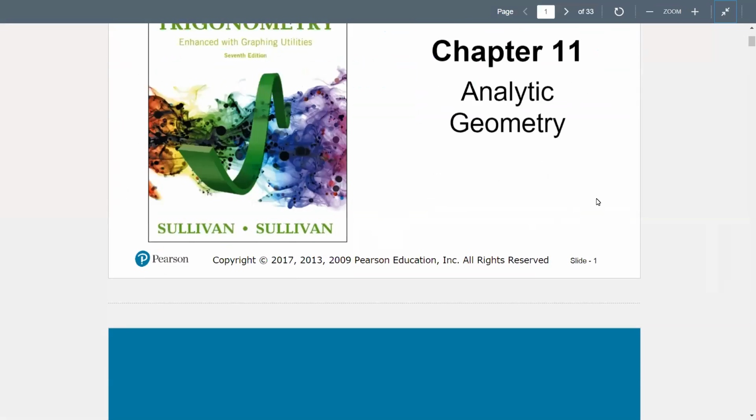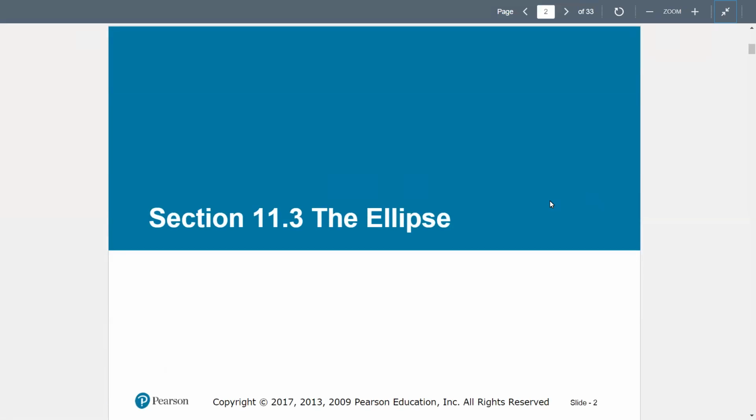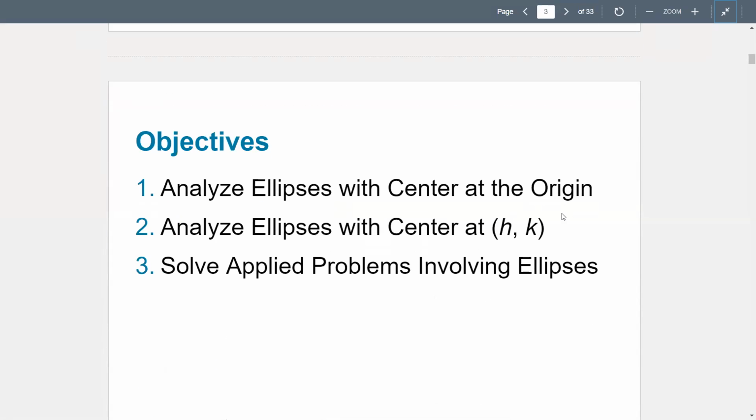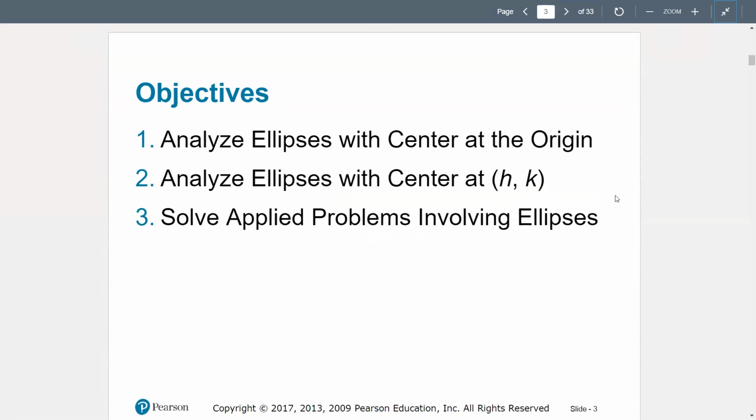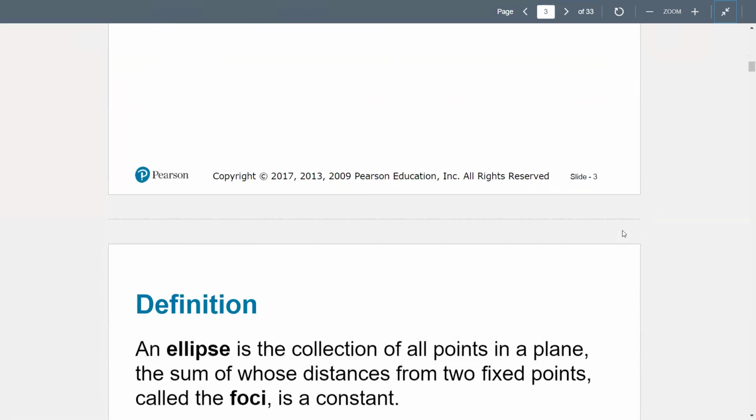All right, so we are going to go ahead and read through section 3, which is the ellipse. Here's our objectives. We're going to obviously have ellipses that are starting at the origin. We'll have ellipses that do not start at the origin, and then we will finish up with applied problems.